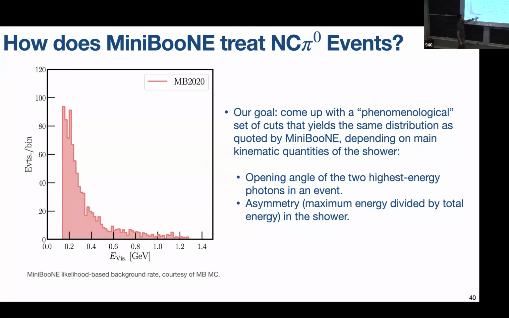And so the kinematical variables that we keyed in on that we think are relevant are the opening angle. Bigger opening angle is easier to veto. Smaller opening angle will look more like their signal. And then this asymmetry, so the maximum energy of photons in the event divided by the total energy. If that's closer to 1, this will look more like a single shower event. If it's smaller, closer to a half, it will look more like a 2 photon system that you can reconstruct.